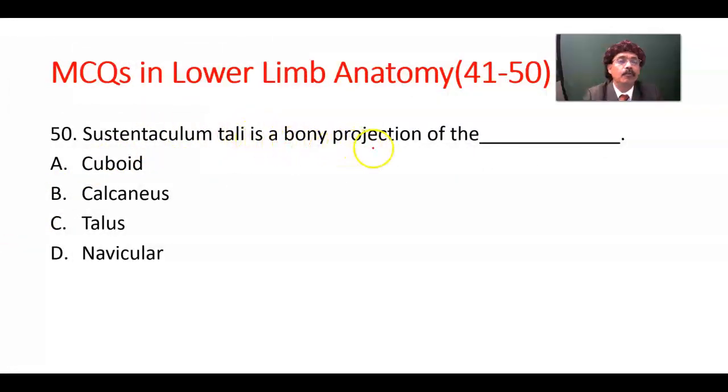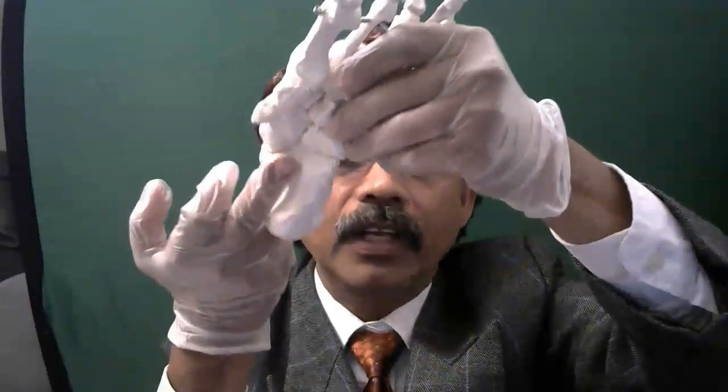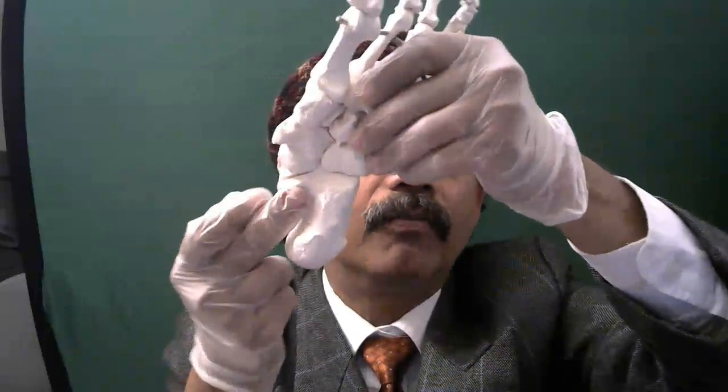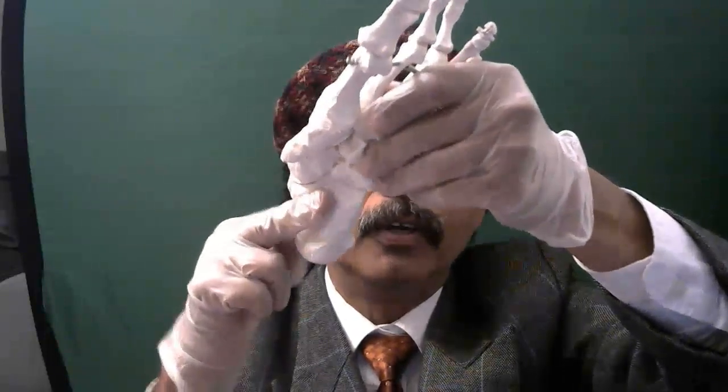Sustentaculum tali is a bony projection of what? This is the sustentaculum tali here. We can make it bigger for you. So this is the sustentaculum tali. Underneath the sustentaculum tali, what tendon passes? This is the flexor hallucis longus. It goes along my finger, right here.